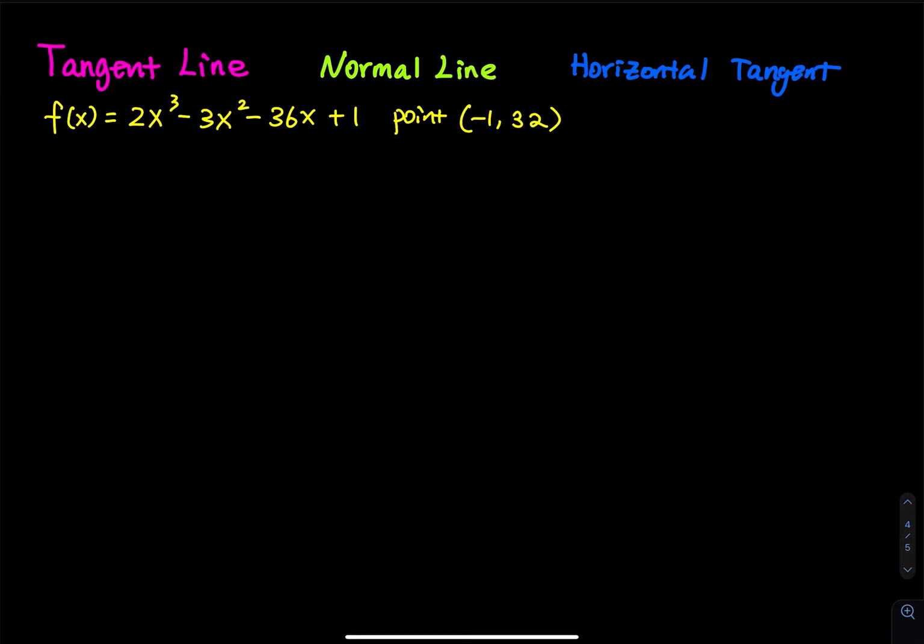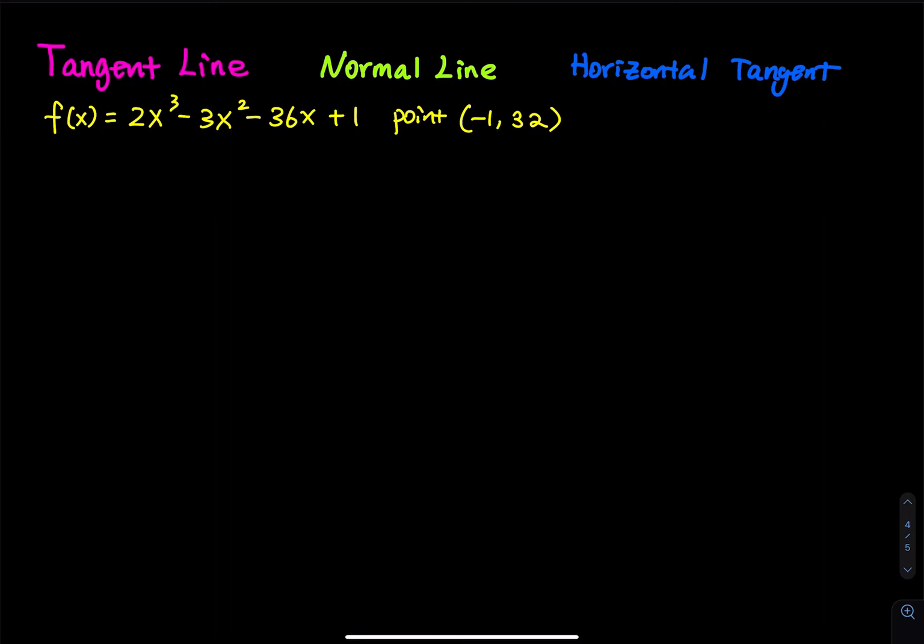There is a function f of x equals 2x³ − 3x² − 36x + 1, and (−1, 32) is a point on the curve: when x equals −1, y equals 32. I want to answer three questions. Number one, find the equation of the tangent line to the curve at this point. Number two, find the equation of the normal line. I will let you know what a normal line is. And number three, I want to see if the curve has any horizontal tangent line.